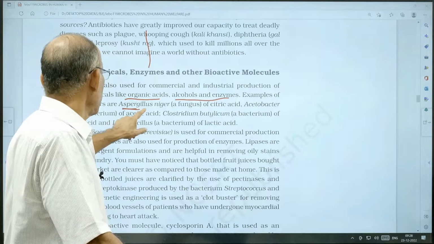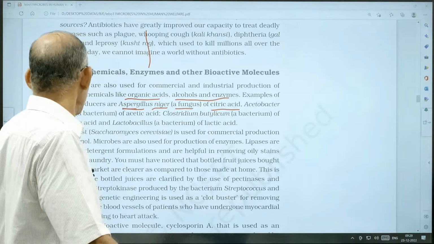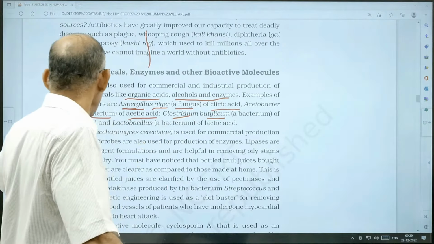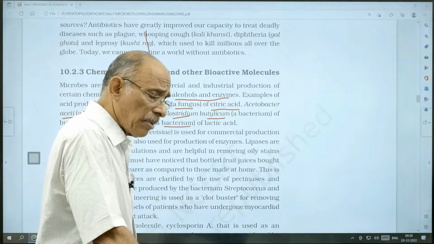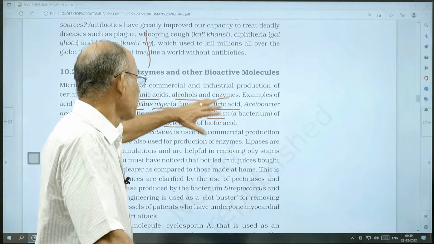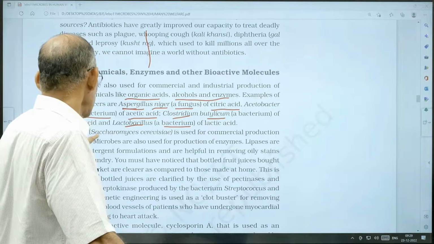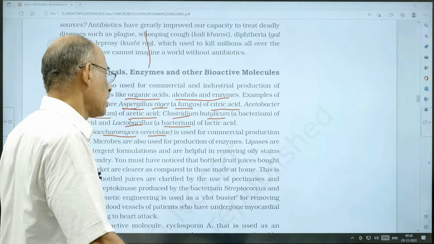For example, Aspergillus niger fungus produces citric acid, Acetobacter bacteria produce acetic acid, Clostridium butylicum bacteria produce butyric acid, and Lactobacillus, a bacterium, produces lactic acid. So these bacteria, fungi, etc., you must study by heart. Then Saccharomyces cerevisiae is used for commercial production of ethanol, that is another industrial use.